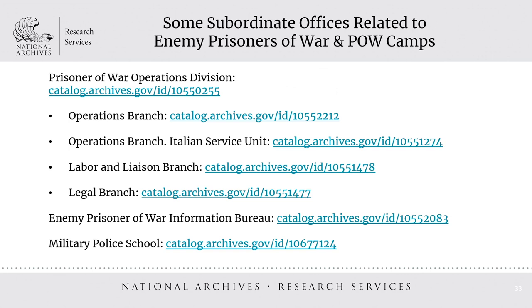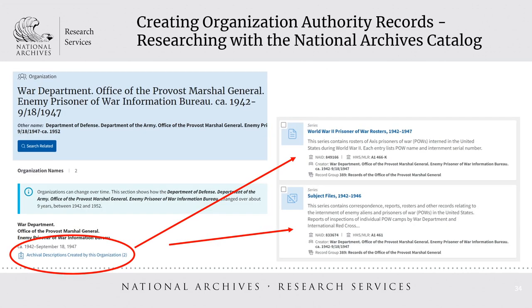This slide shows some of the catalog links to the authority records for the Prisoner of War Operations Division and related records. And this slide shows a screenshot of one of those Creating Organization Authority records in the catalog. This entry on the left side of the slide is for the Enemy Prisoner of War Information Bureau. You can see from the title in the blue box that it was part of the Office of the Provost Marshal General within the War Department.